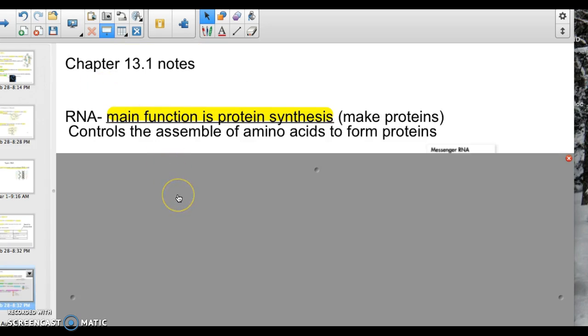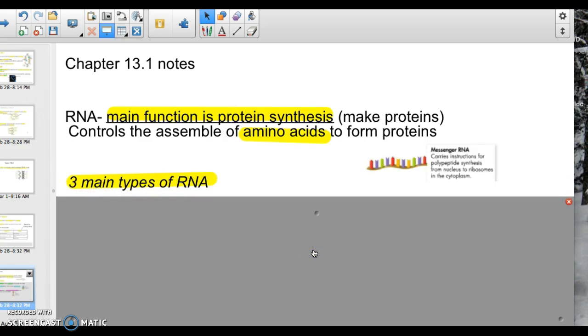Okay, so RNA's main function is to help with protein synthesis by putting together and making proteins. And you can remember back from biochemistry that proteins are made up of chains of amino acids. So we're going to have to make these chains of amino acids to form these proteins. And so there are 3 types of RNA that you are responsible for knowing.